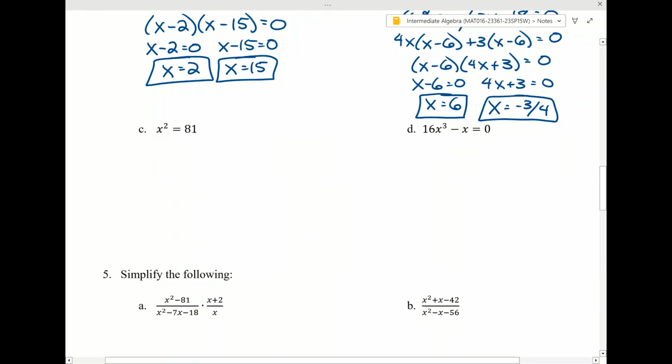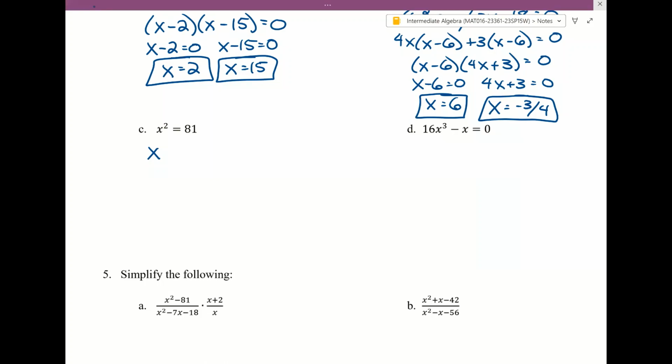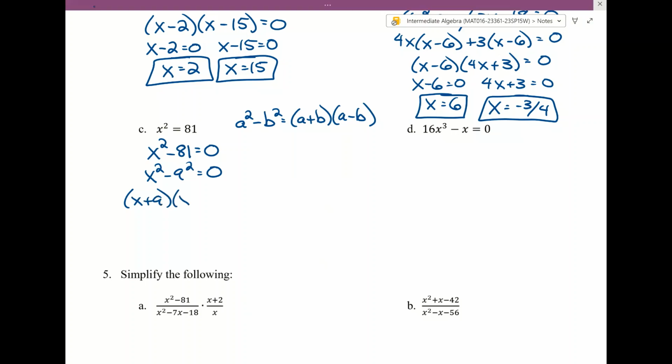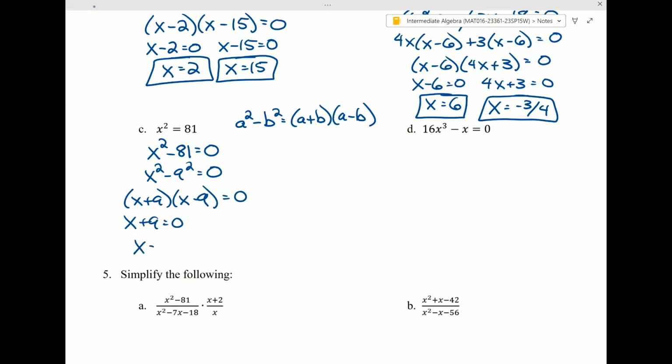For letter C, like always, we make it equal to 0. And this one has 2 terms. So we've talked about factoring difference of squares. And we said that the formula was if you have something squared minus something squared, we just write a plus b times a minus b. So this would be x squared minus 9 squared, or factored form x plus 9 times x minus 9. And then making them equal to 0, x would be negative 9, and x would be 9. So just a lot of factoring.